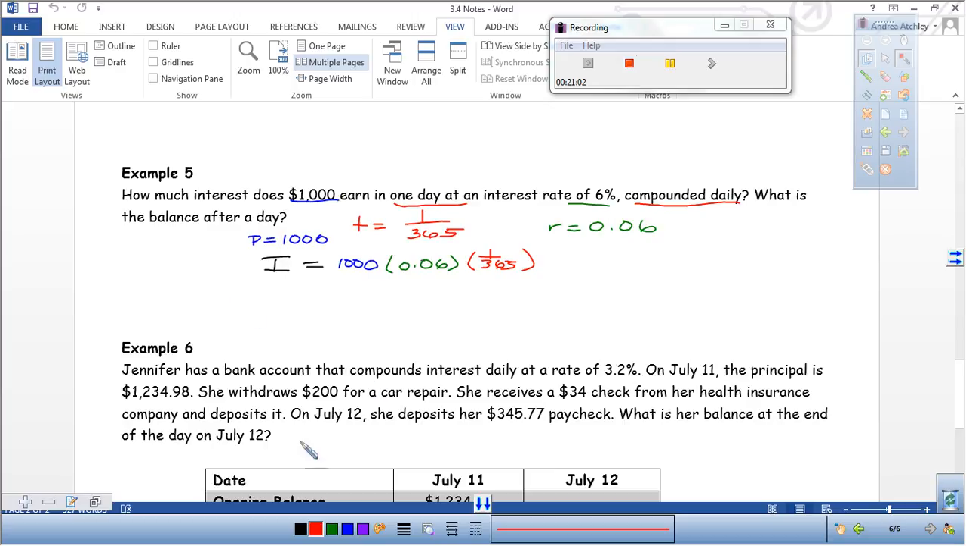If you multiply that all together, I got my interest equals 0.16. Then my new balance is just adding the $1,000 and the 16 cents. So it's $1,000.16 after 1 day.